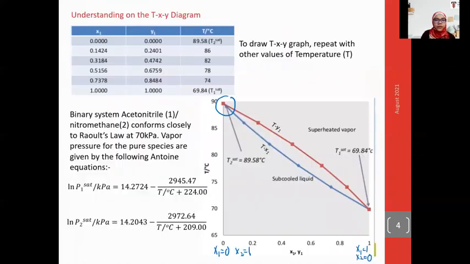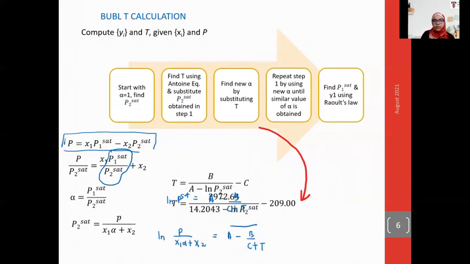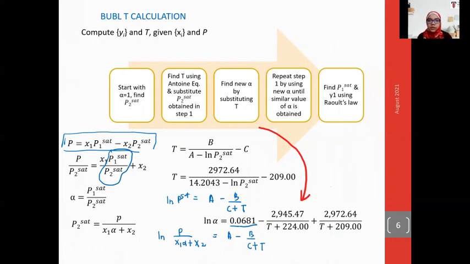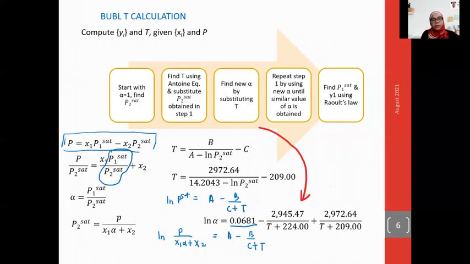We have been given the Antoine equation for both species. So 14.2724 minus 14.2043, so we can get 0.681. So ln alpha is the ln of P1 saturation over P2 saturation. So this is how you get this expression, and using that you can find the new alpha by performing the iteration on that.